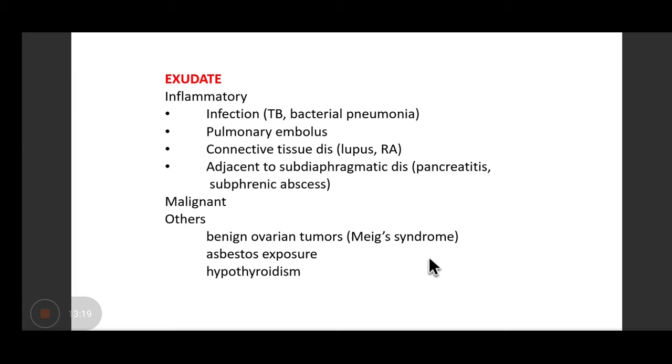Meigs syndrome, it's a triad of benign ovarian tumors with ascites and pleural effusion. Okay, it usually resolves after the resection of the tumor. So when there are benign ovarian tumors, yeah, there is ascites and pleural effusion. That is Meigs tumor. Okay.